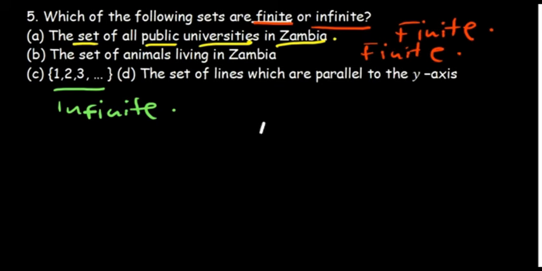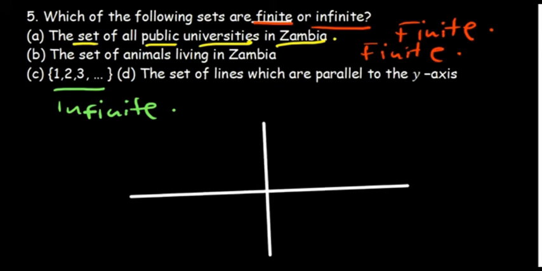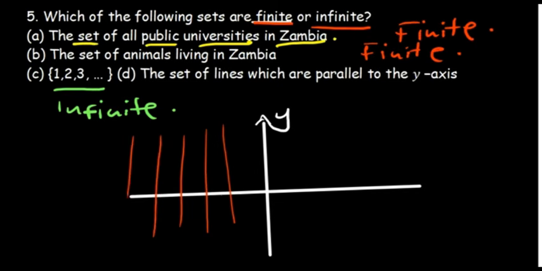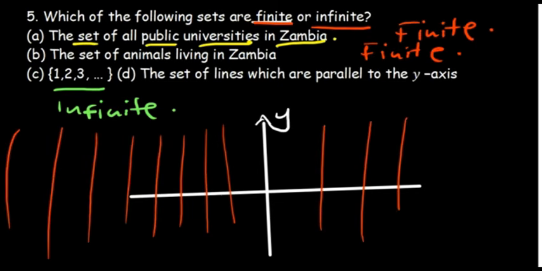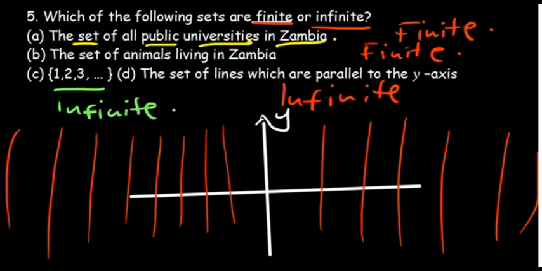Then the set of lines which are parallel to the y-axis. So what is the y-axis? If you go to the xy plane or the Cartesian plane, you're trying to look at the lines which are parallel to the y-axis. So this is the y-axis. So the set of lines. There can be a lot of lines that can be parallel to the y-axis. So these lines are infinite. We can't determine them.